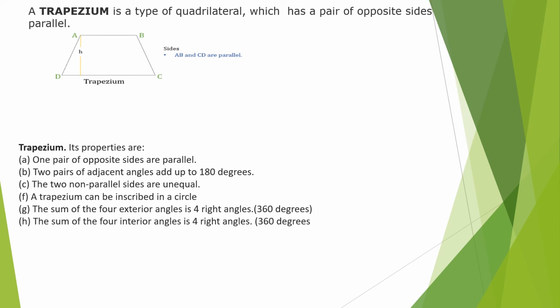The sum of four exterior angles is 4 right angles. That means in a trapezium, if we add all the four exterior angles, the sum is equal to 360 degrees. And if we add all the four interior angles, the sum is also 360 degrees. 4 right angles means 360 degrees. The sum of four interior angles is also 4 right angles, that means 360 degrees.